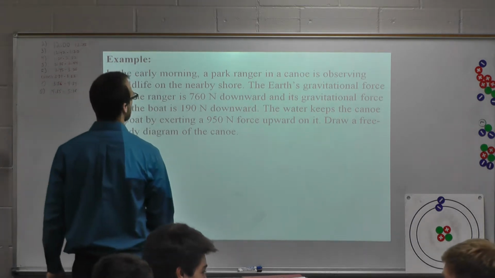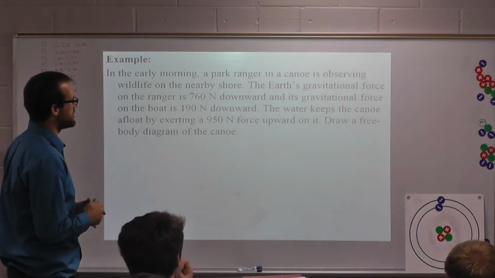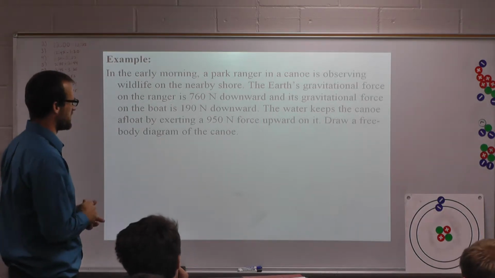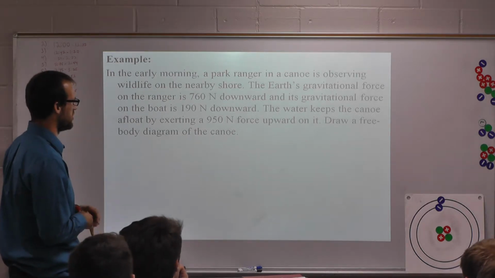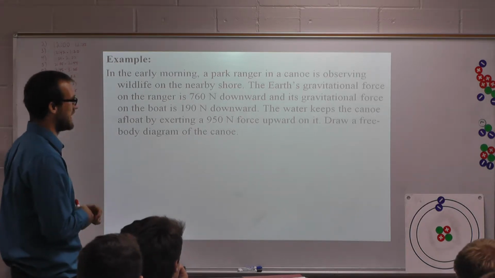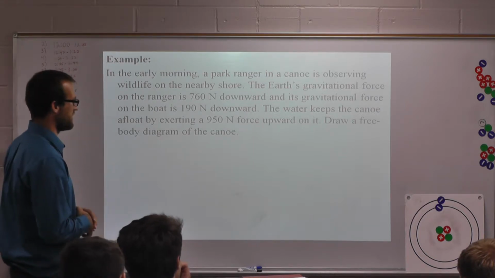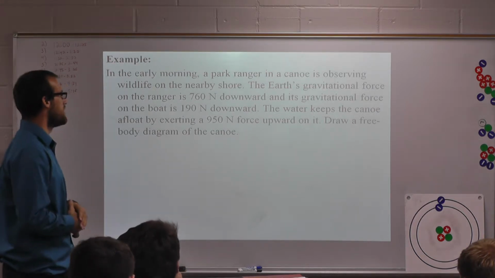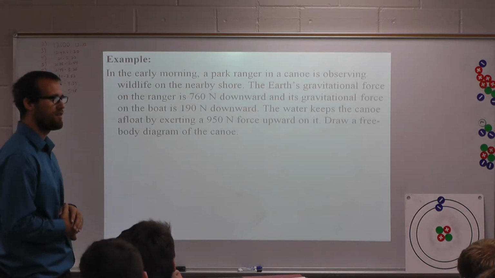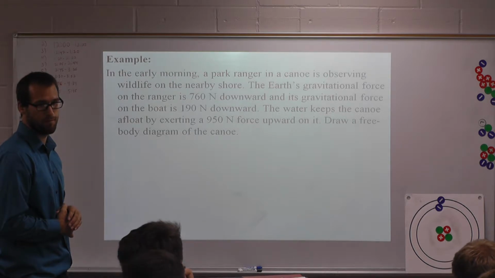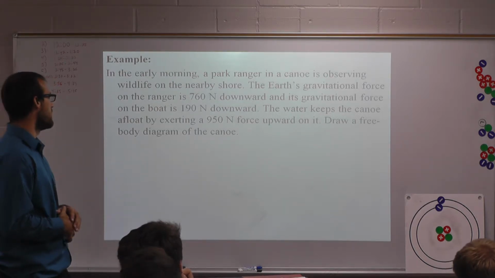Okay, here we go. We have, in the early morning, a park ranger in a canoe observing wildlife on a nearby shore. It tells us the gravitational force on the canoe, or on the ranger in the canoe. It tells us the gravitational force that gravity has on the boat. And it tells us the force that the water exerts on both of them. Okay? Draw a free body diagram of the canoe.